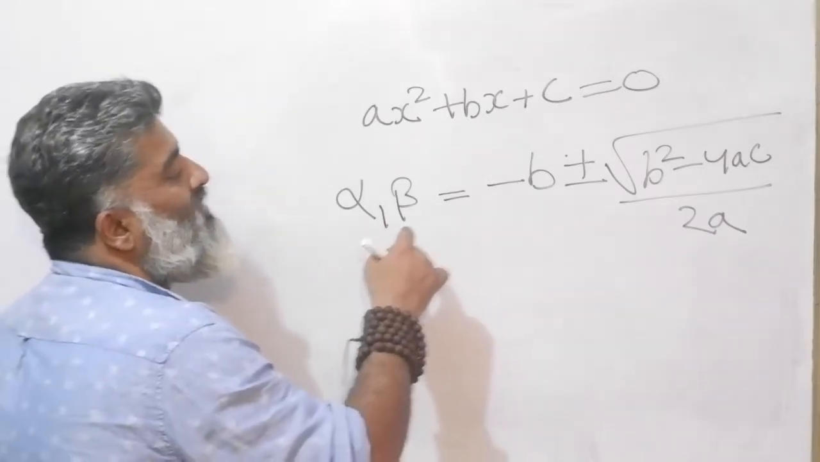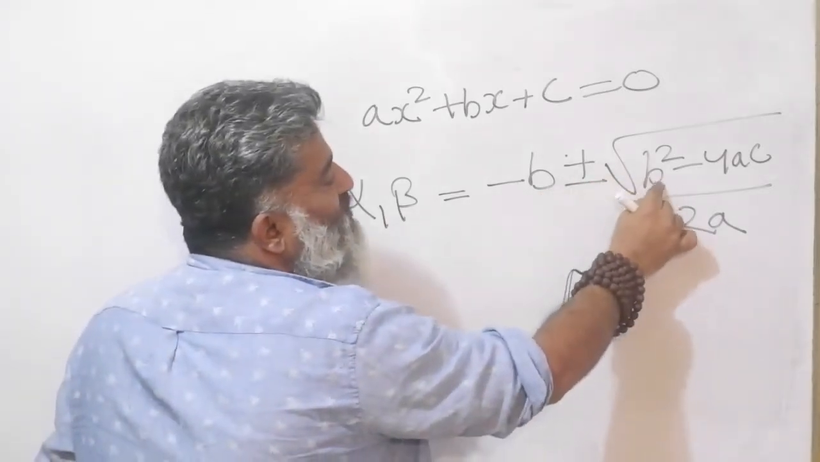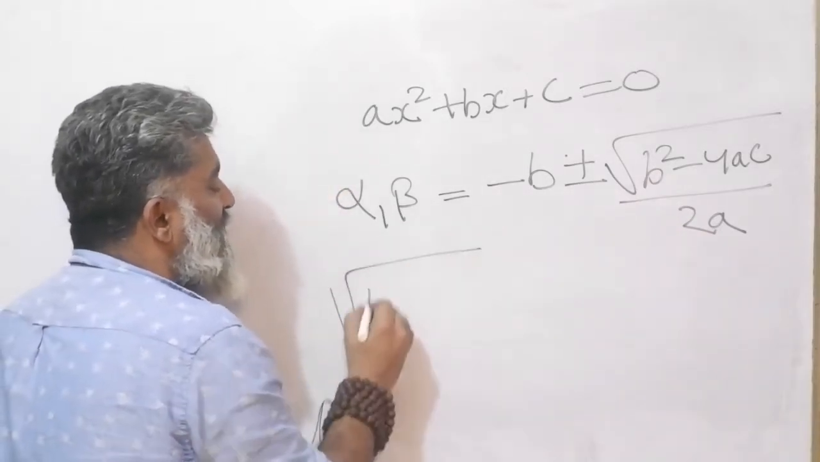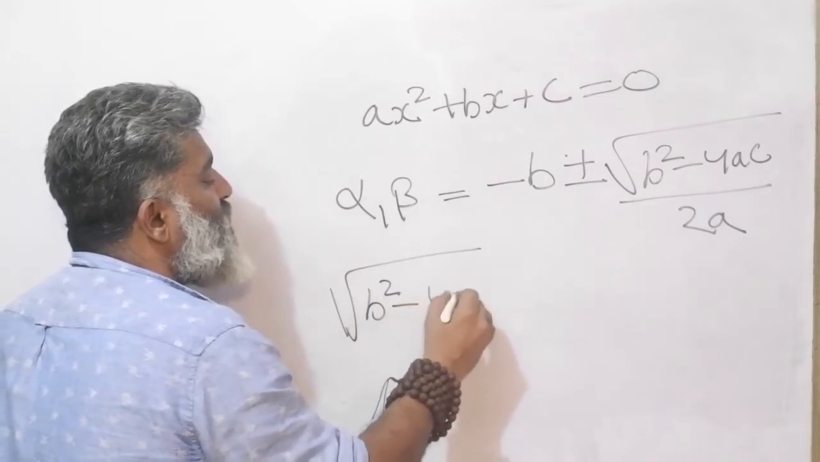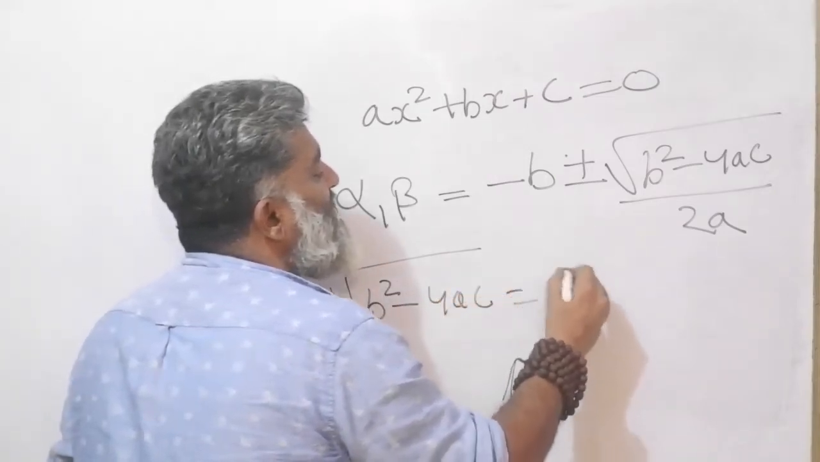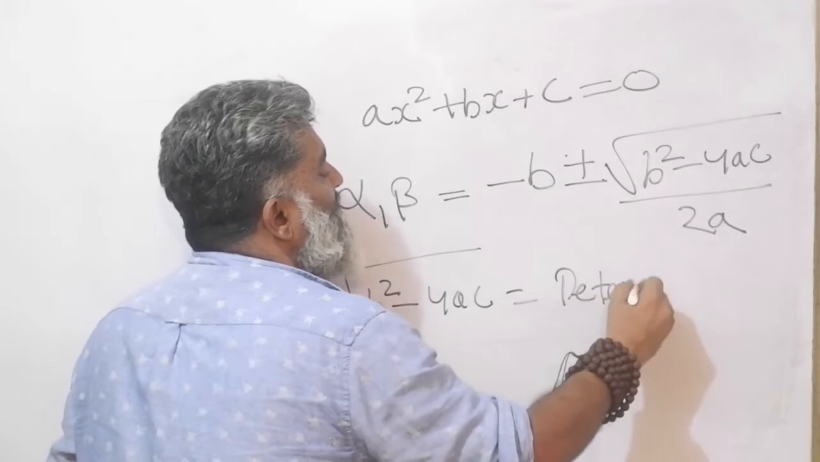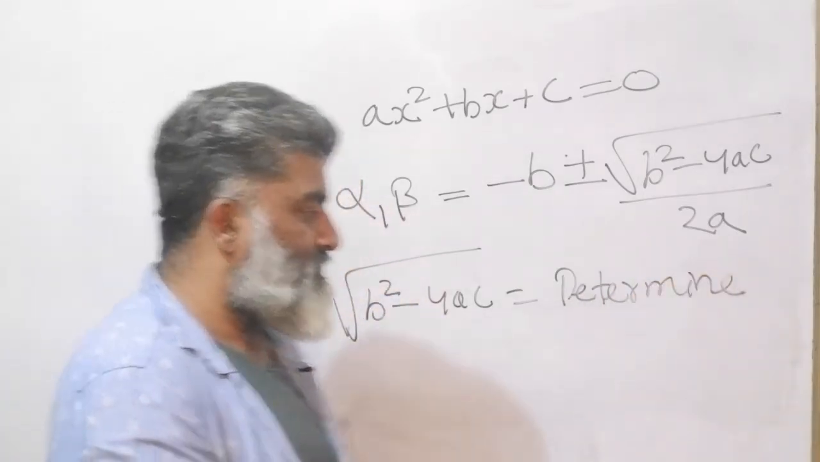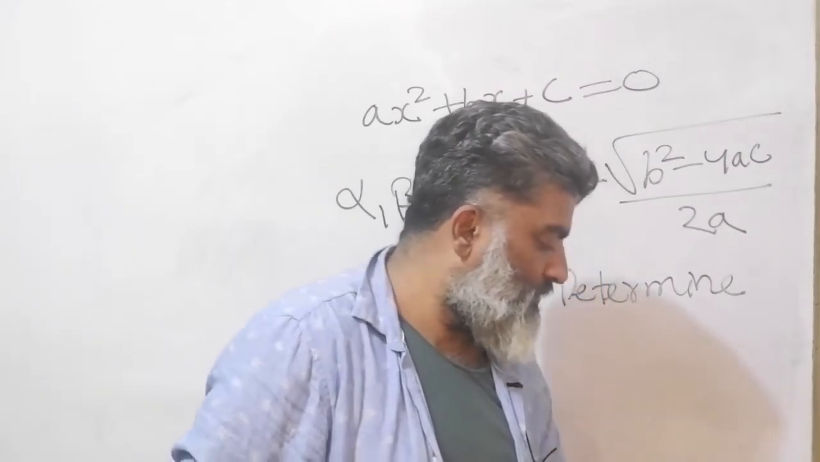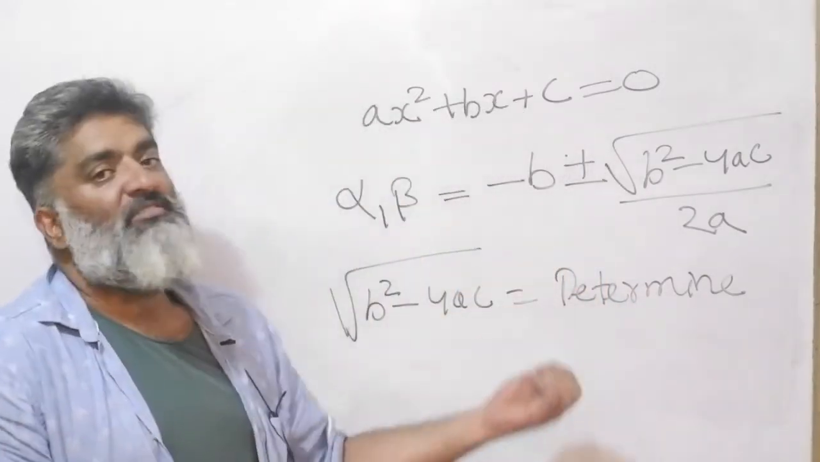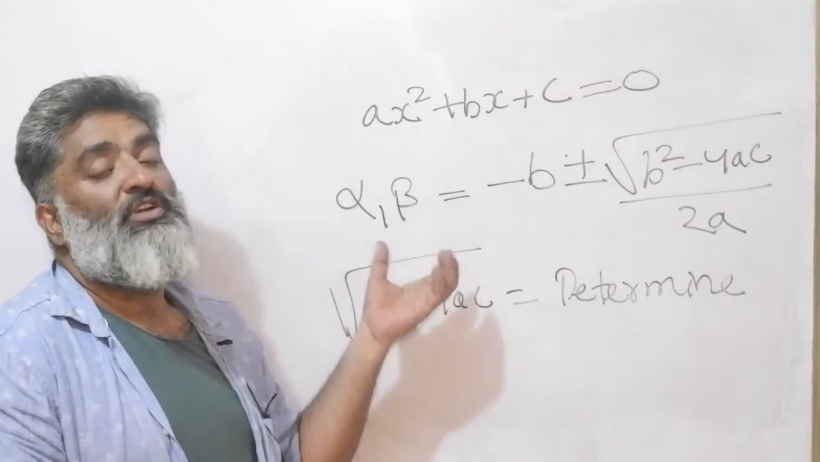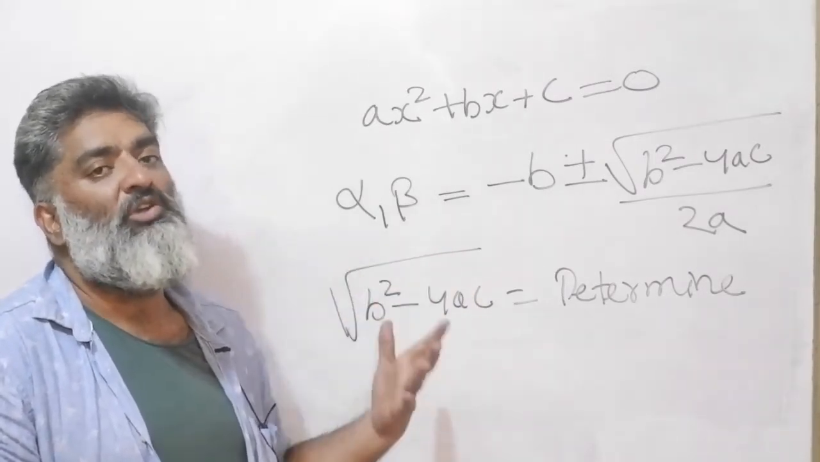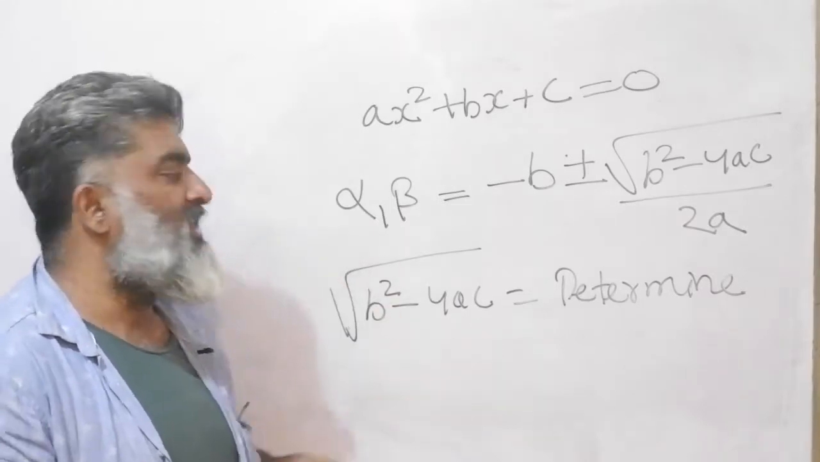Now let's think about what this is going to tell us about the root. So this part of the story where I have b square minus 4ac, this is known as the determinant. Why? It is going to determine whether this root is going to be real or imaginary, or whether they will be equal to each other. And it's very, very easy.